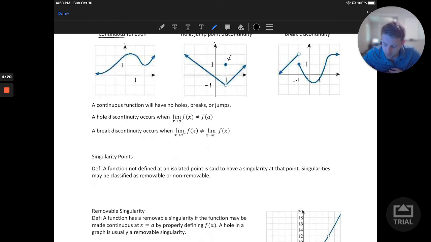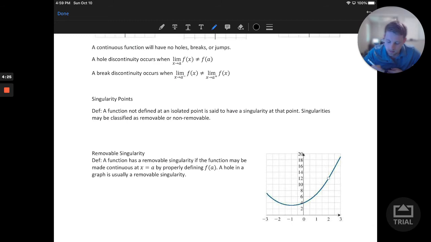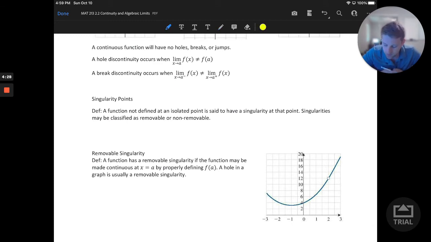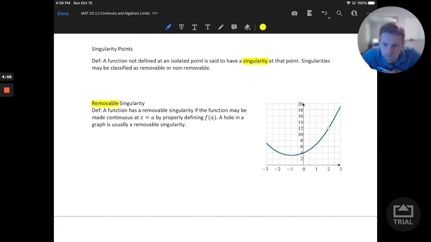Another concept regarding continuity would be the idea of singularity points. So let's consider the definition for a singularity point, and then we'll take a look at two types. A function not defined at an isolated point is said to have a singularity at that point. Singularities may be classified as removable or non-removable. So we'll take a look at both of these cases. First, the removable discontinuity. And we'll have a graph to kind of highlight the difference here.